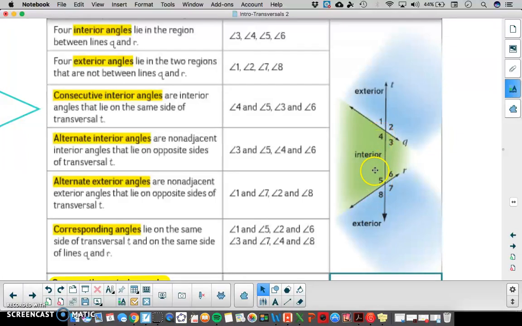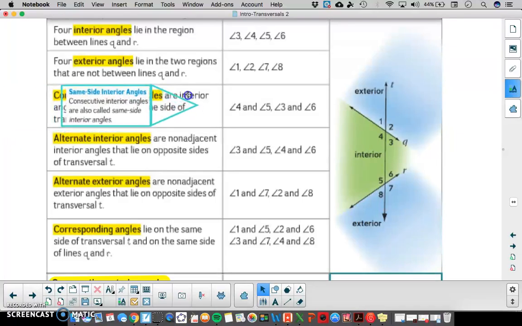So pairs 4 and 5 and 3 and 6 are considered consecutive interior angles. Notice 4 and 5 are on the left side of that transversal T and both in that interior region. 3 and 6 are on the same side of that transversal T and the same interior region.